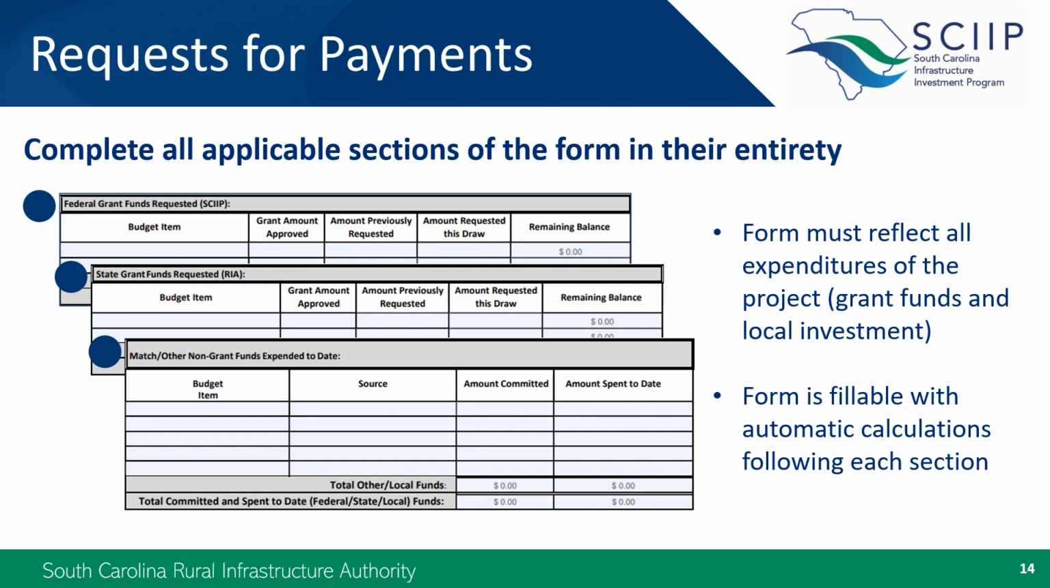The request for payment form itself is pretty self-explanatory. We do ask that you complete it in its entirety where applicable. For instance, the form captures information for federal grant funds as well as state grant funds. If you do not have a state grant that was approved in conjunction with the SCIIP award, then obviously that section will not be applicable. However, we do track all grant funds as well as all local investment committed and spent for the project on this form. And the form is a fillable PDF with automatic calculations.